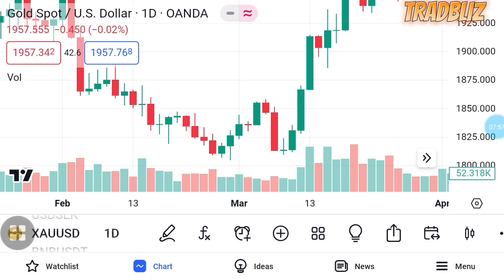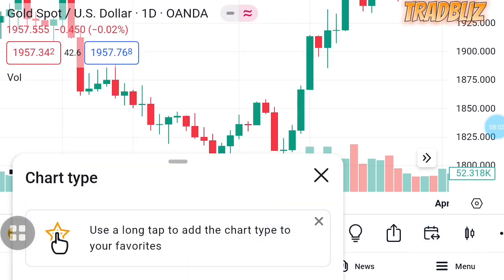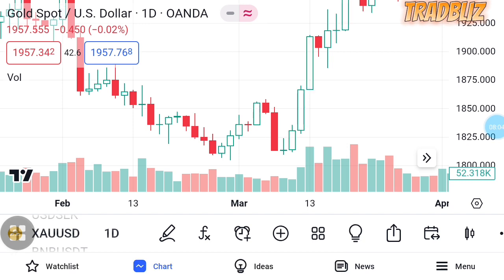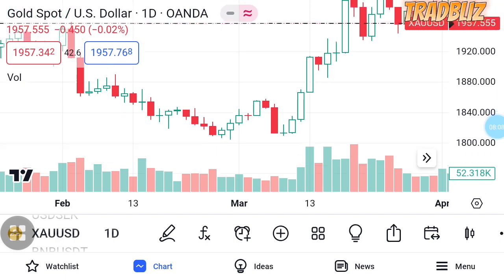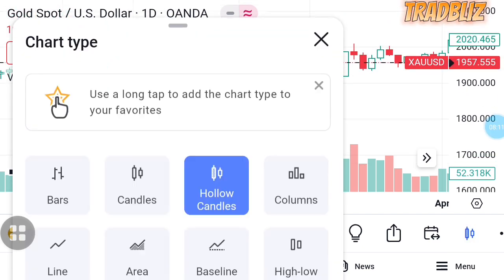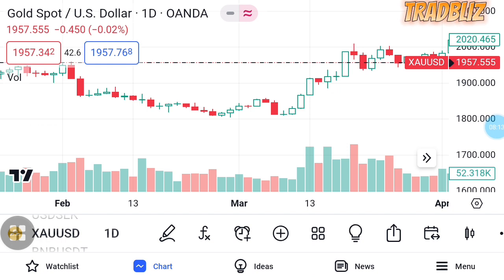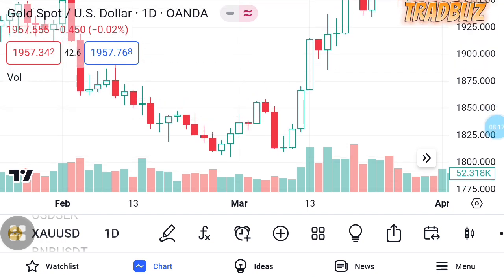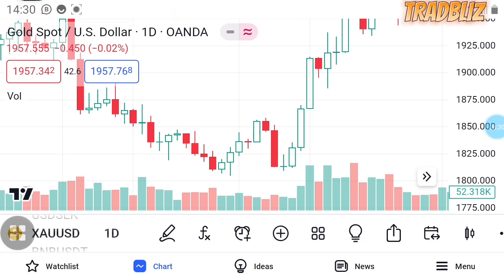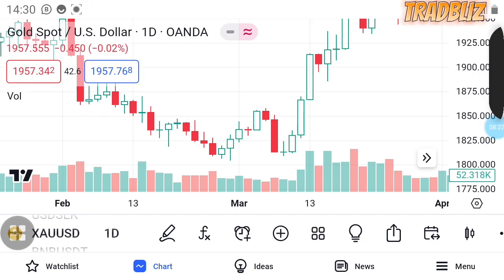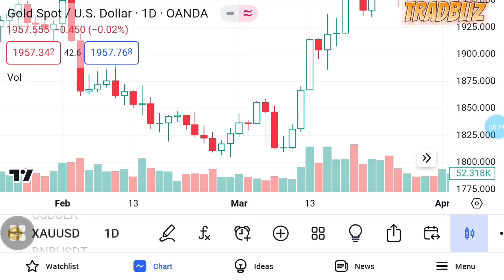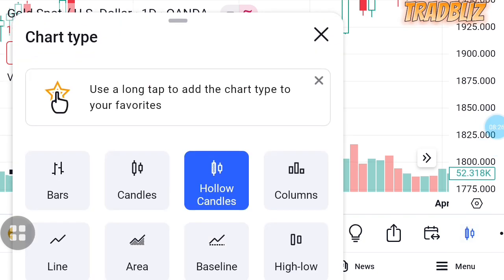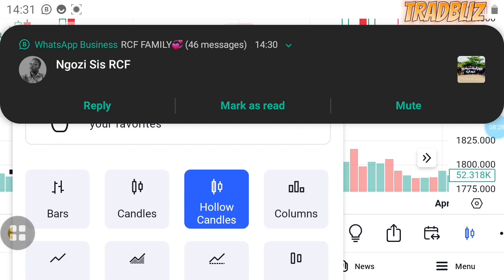So the next one, we'll be moving to hollow candles. You see, this is a hollow candle. It actually has holes. The green candles always have holes. So this is how it looks. There's nothing different, just a change of the color surrounding. So it's nothing different from the candles. This one is still a candle, just a hollow candle.